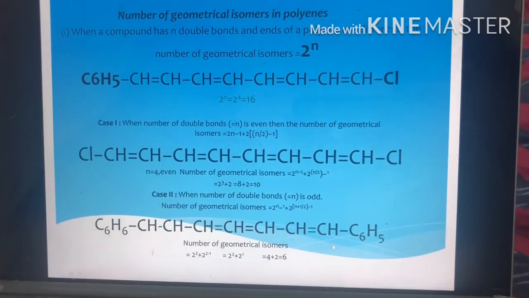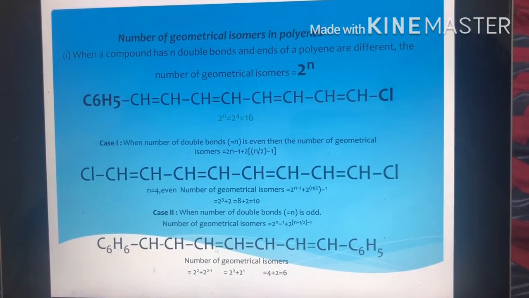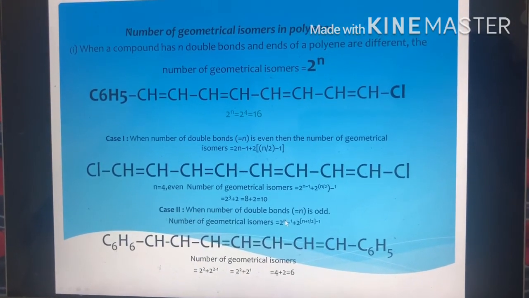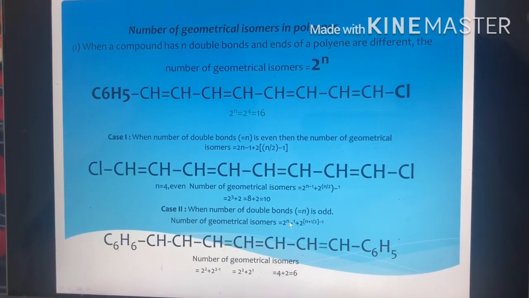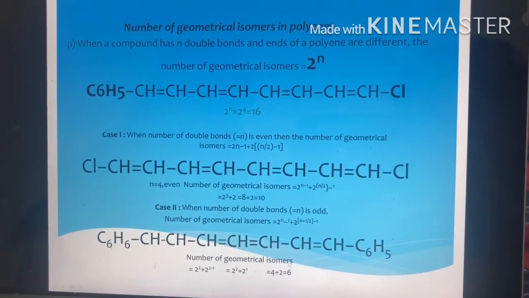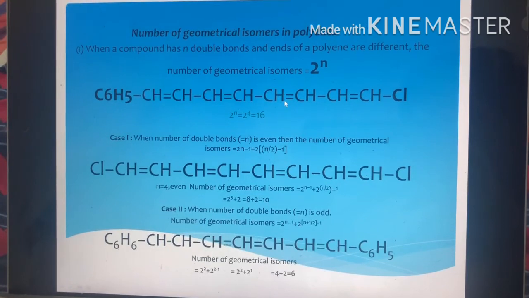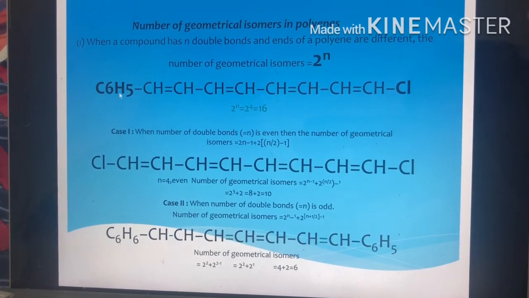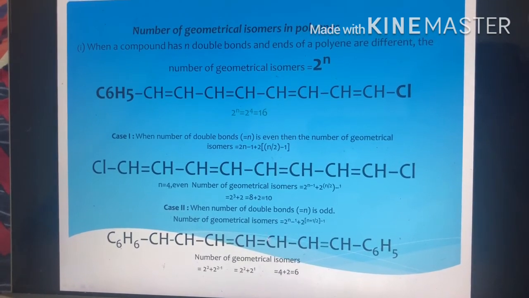Similarly, you see here it has the same ends, but the number of double bonds is 3. So it's an odd number of double bonds. So we are going to apply the formula 2^(n-1) + 2^(((n+1)/2)-1), where n is again the number of double bonds. If I apply it here, we get the number of isomers as 6. So you can easily find the number of isomers based on the structure and the number of double bonds present in a molecule. You can look at the ends of the polyene structure, whether they are the same or different, and if they are the same, whether it has an even or odd number of double bonds.